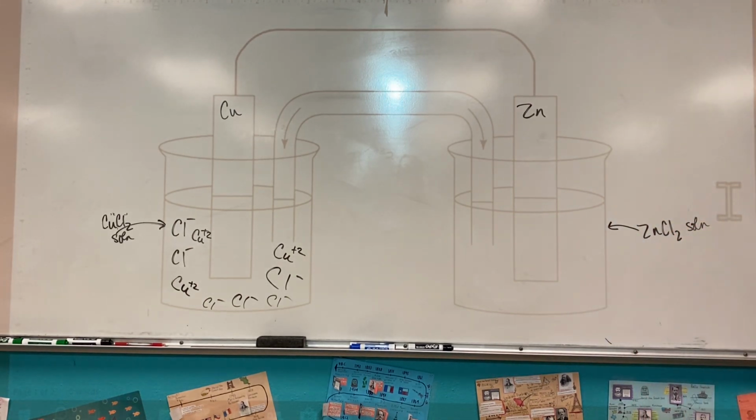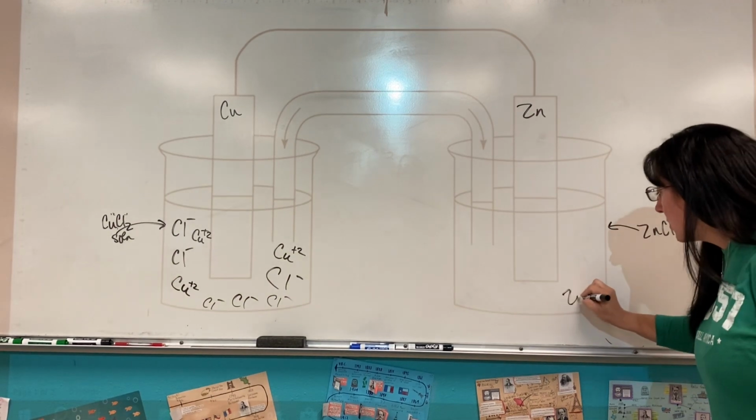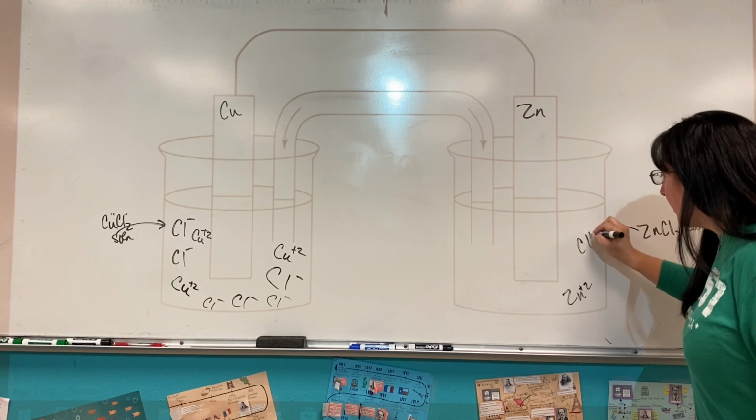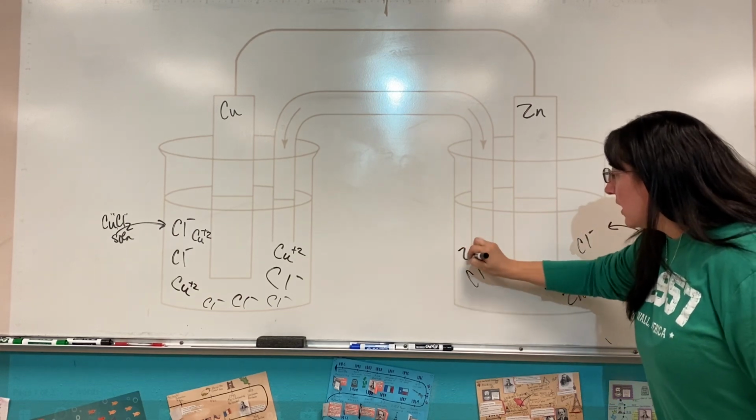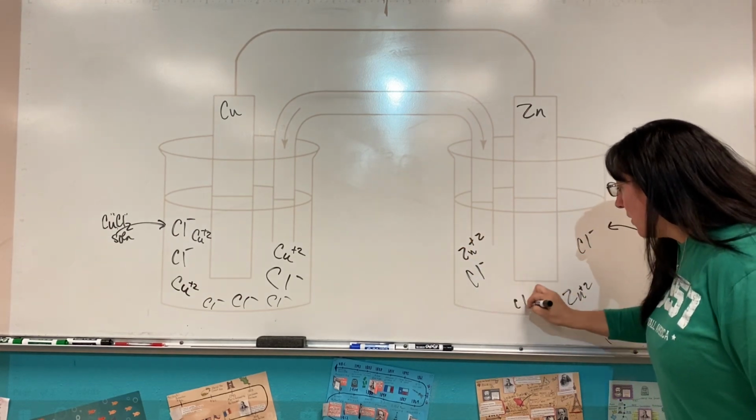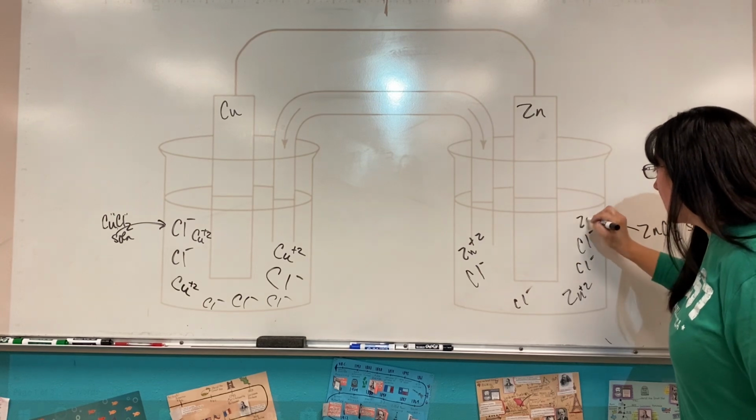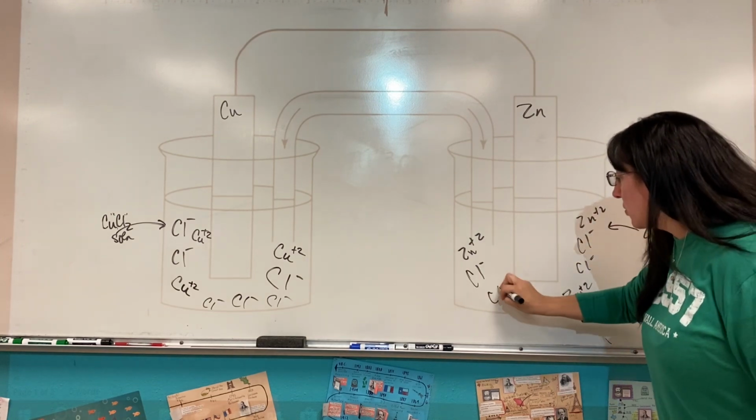So if I have zinc chloride, how many zincs would I have? 1. How many chlorines would I have? 2. What would the charge be on zinc? It's a transition metal, so you have to uncrisscross it to figure it out. So that would be a zinc with a +2 charge for every 2 chlorines. And another zinc with 2 chlorines. And another zinc with 2 chlorines.